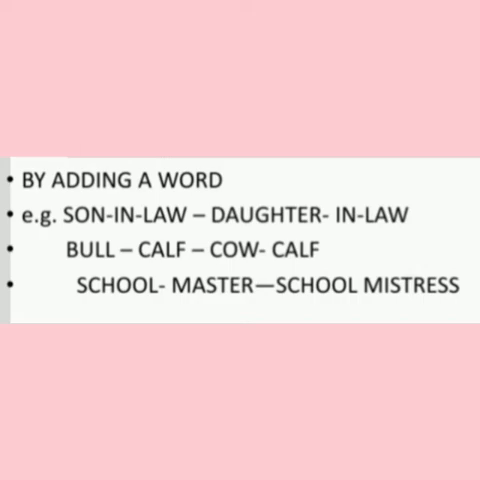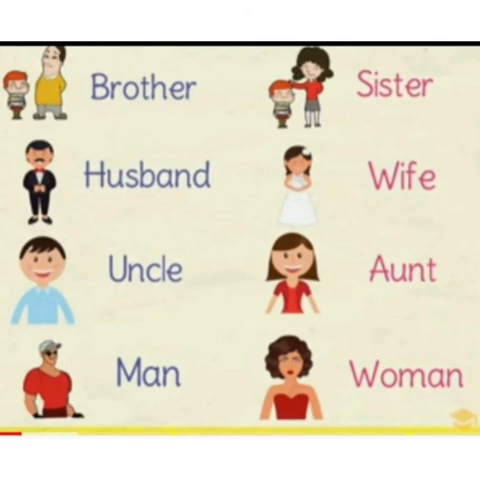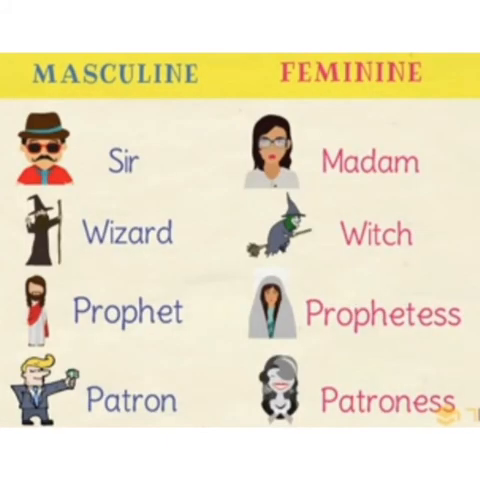Now, let's take more examples how the feminine genders are formed. Grandfather, grandmother. Father, mother. Son, daughter. Brother, sister. Husband, wife. Uncle, aunt. Man, woman. King, queen. Hunter, huntress. Manservant, maidservant. Priest, priestess. Sir, madam.